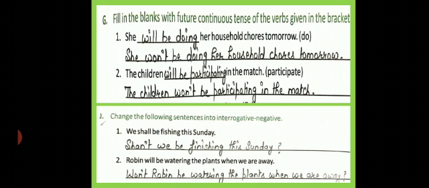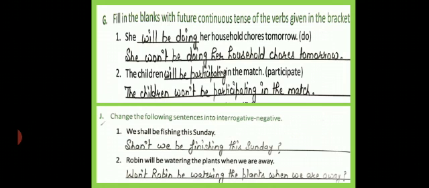In part G, you have to fill ups with future continuous tense of verb given in the bracket. Okay. She dash her household chores tomorrow. Okay. She will be doing. She won't be doing her household chores tomorrow. The children dash in the match. The children will be practicing in the match. The children will not be or won't be participating in the match.